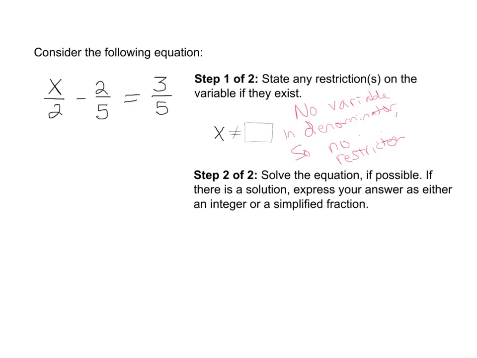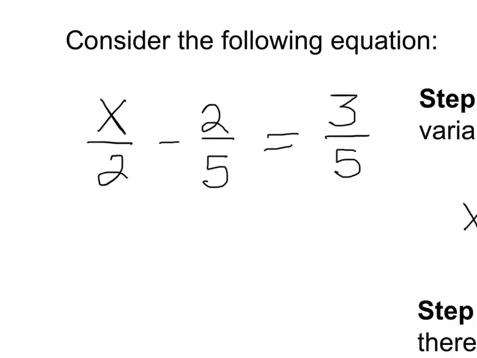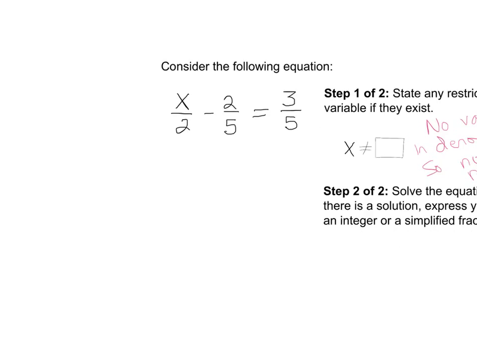Next up, solve the equation if possible. If there's a solution, express your answer as either an integer or a simplified fraction. So what we've looked at in the past were proportions. So just one fraction equal to another fraction. In this case, we've got a more complicated rational expression. We've got more than just two fractions. And you might remember the tip on that first page. If you've got a bunch of fractions, you can solve it and simplify by multiplying everything by the common denominator. So let's see here.